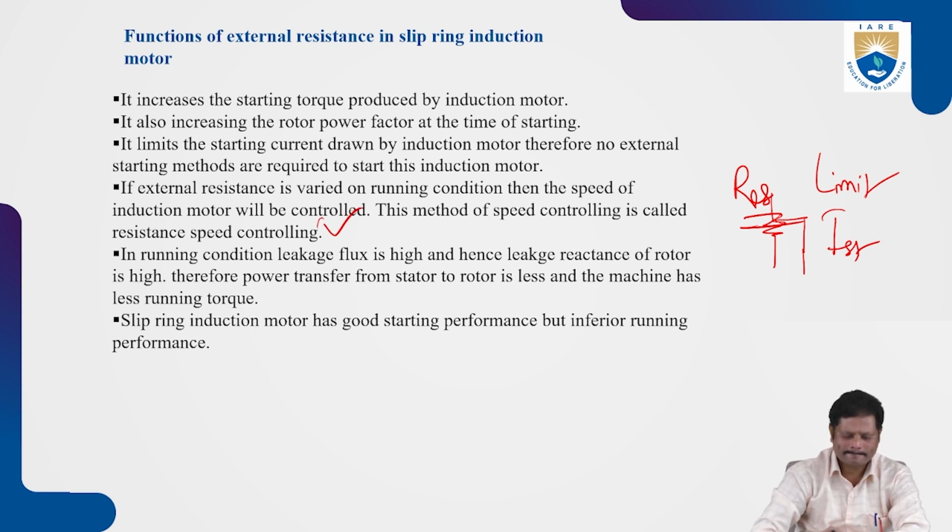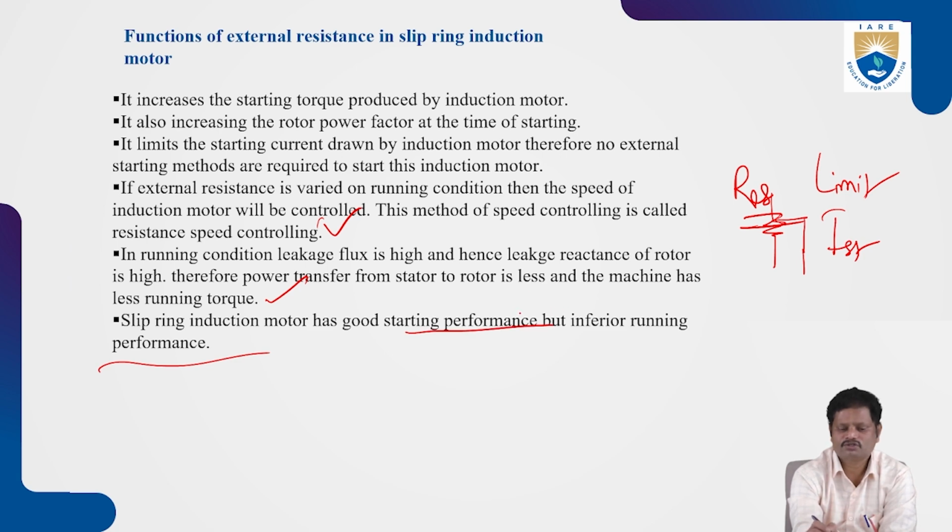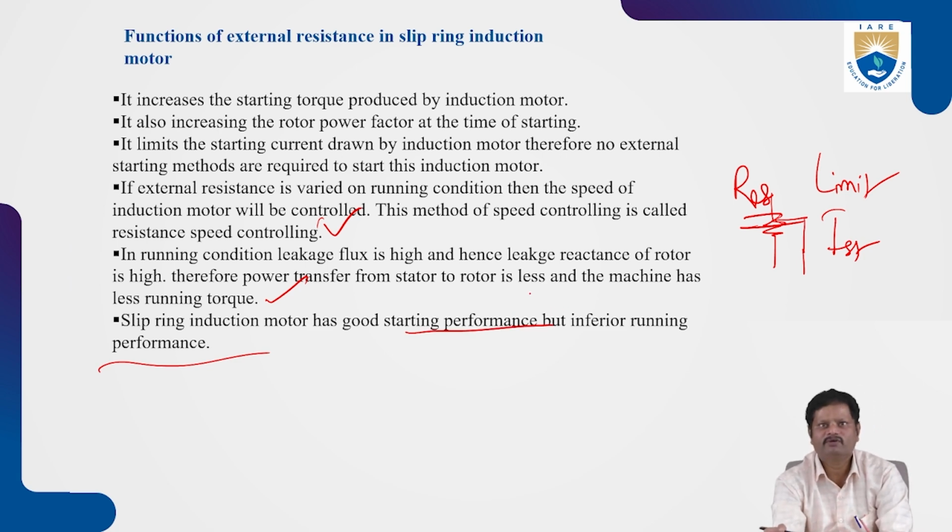In running condition, the leakage flux is high, and hence the leakage inductance of the rotor is high, and hence the leakage reactance of the rotor is also high. Therefore, power transfer from stator to rotor is less, and the machine has less running torque. A slip ring induction motor has good starting performance but inferior running performance. So here it is good starting performance. It has high starting torque.